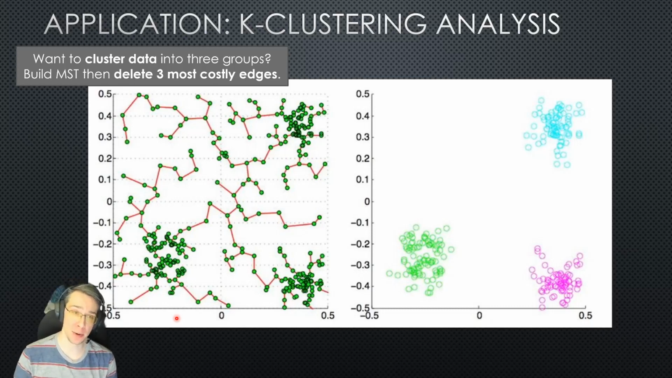Now, if we want to cluster it into 3 groups, we can simply delete the 3 most costly edges. Or I think I've made a typo here. We delete the 2 most costly edges, because when I delete 1, I've created 2 groups. When I delete 2, I've created 3 groups. So sorry, we have to delete the 2 most costly edges to produce 3 groups. Okay, so that will separate these things into 3 groups.